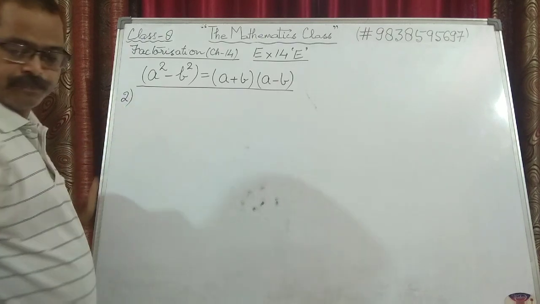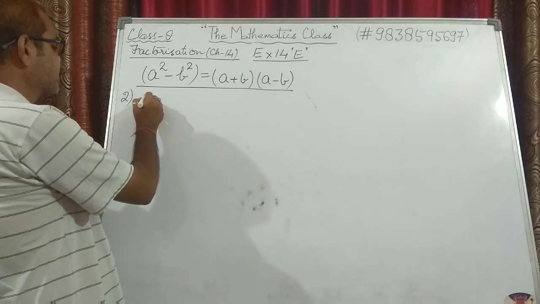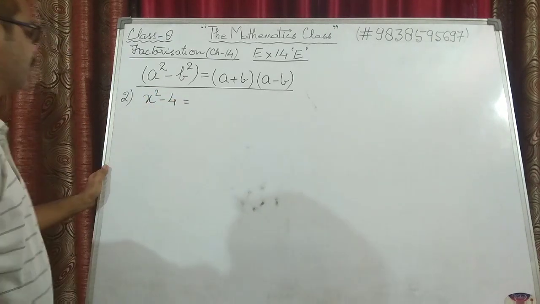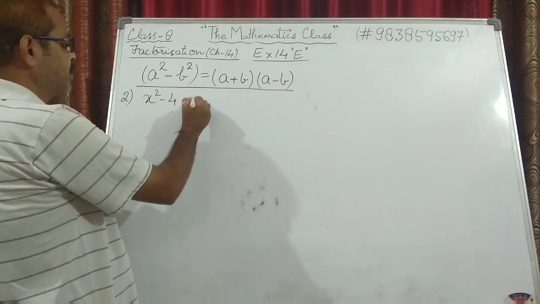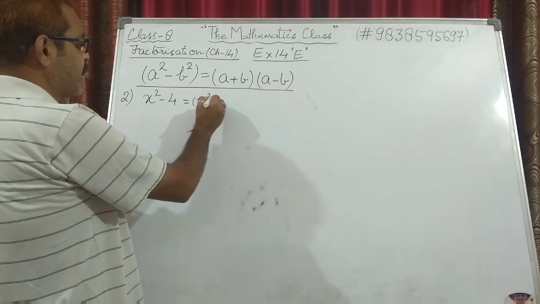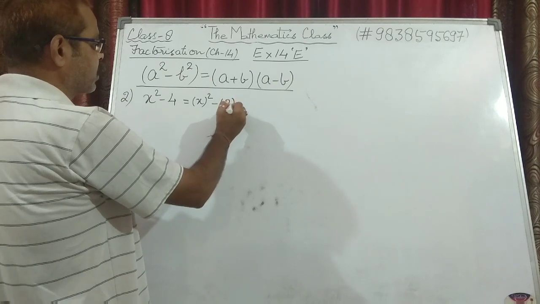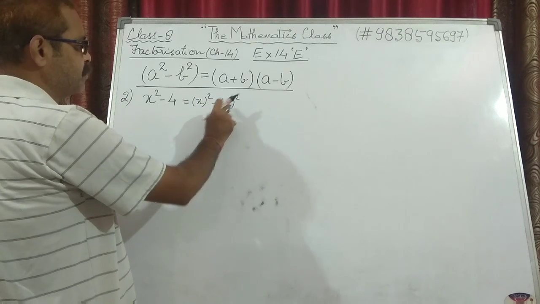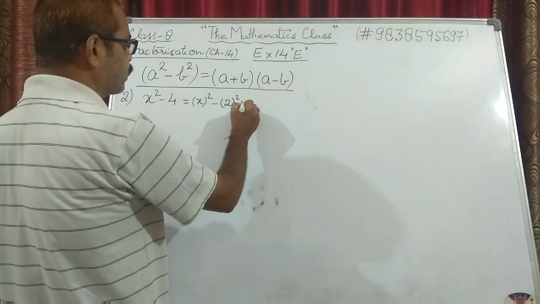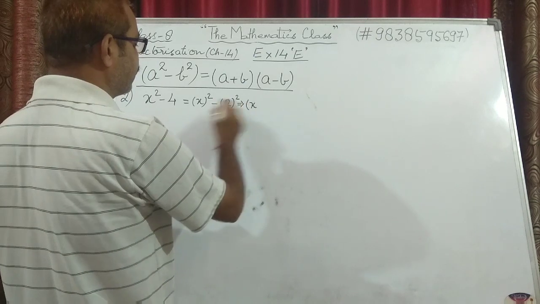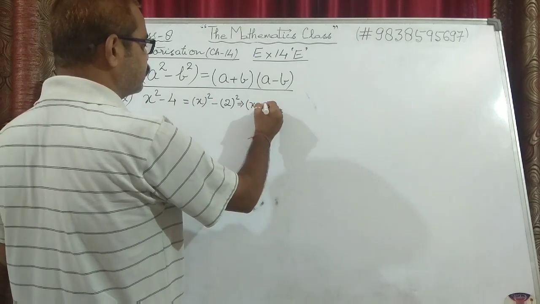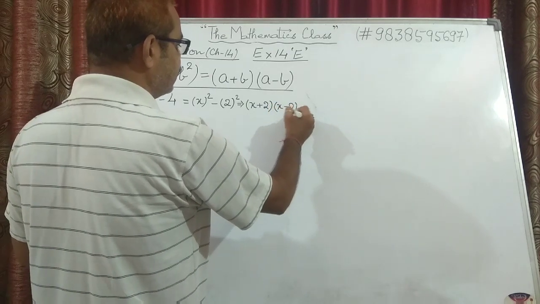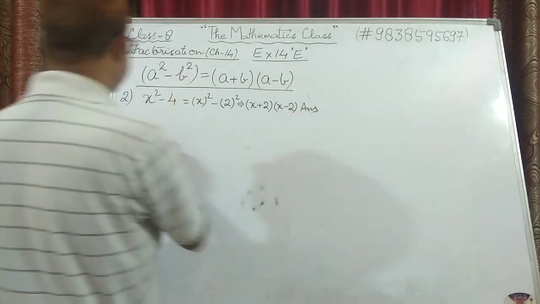I am starting with the second question. The second question is x square minus 4. You have to factorize. Now you can see x square can be written as x whole square and 4 can be written as 2 square. Now this is in the form of a square minus b square. We know that a square minus b square is (a, that is x, plus b, that is 2) multiplied by (a minus b).